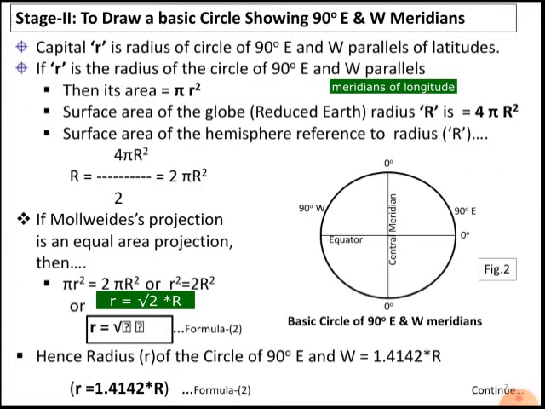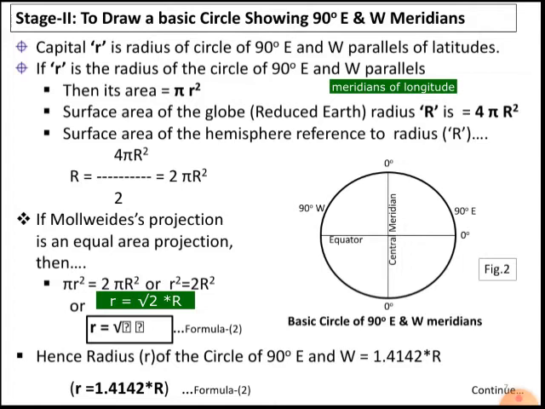In this projection, as we talked about in the other projections, like a basic diagram, we can say the basic circle is the initial stage to develop the projection. In the second stage, you have to work on how to draw the basic circle, which shows the 90° east and 90° west meridians. For that, you have to find out the small r. Now the small r is nothing but the radius of the circle of 90° east and 90° west.